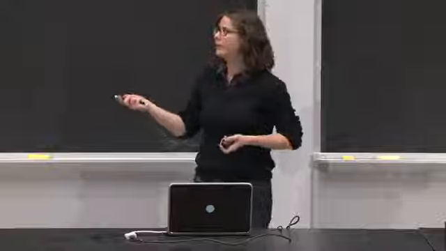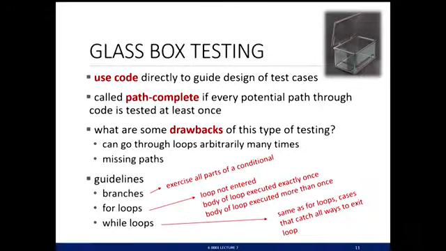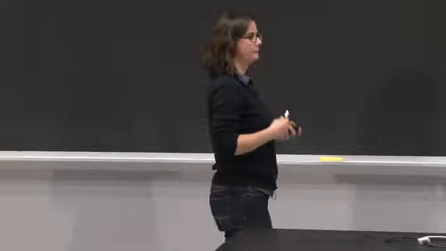So instead, there are actually some guidelines for when you're dealing with loops and things like that. So for branches, when you're doing glass box testing, you should just exercise all of the parts of the conditional. So make sure you have a test case that goes through each part of the conditional. For for loops, make sure you have a test case where the loop is not entered at all, where the loop is entered one time, and when the loop is entered just some number more than once. For while loops, similar to for loops, except make sure you have test cases that cover all of the possible ways to break out of the while loop. So if the while loop condition becomes false, or if maybe there's a break inside the while loop, and so on.